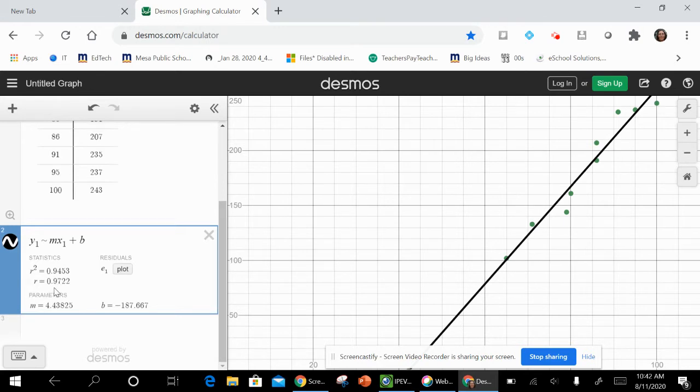This r value, everybody, is called our correlation coefficient. Remember we're using r, not r squared. The correlation coefficient r shows how closely the line fits the data. And then this is what we're going to use. We need the slope, and we're going to round it to the hundredths place, and our y-intercept. That's going to give us our equation. So we have y is equal to mx plus b.